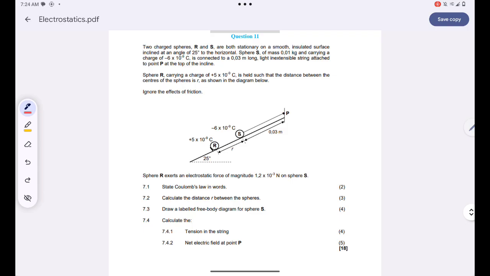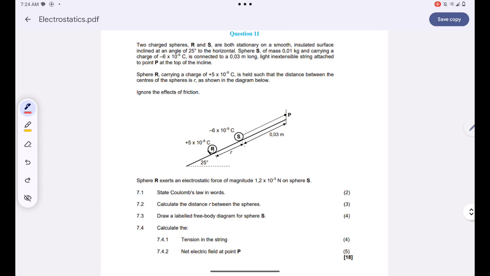Electrostatics, guys, is the same for grade 11 and grade 12, so it doesn't matter which grade you are in, whether grade 11 or grade 12. Just come here and work with us. You guys are doing one and the same thing.